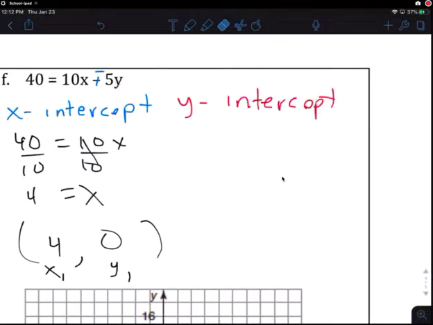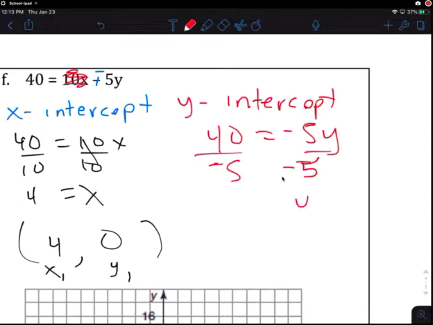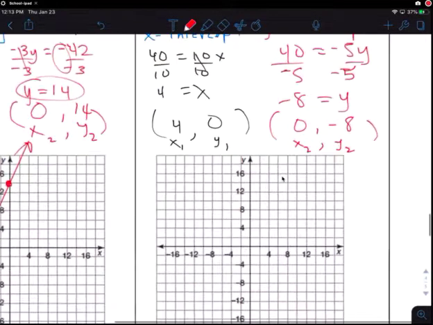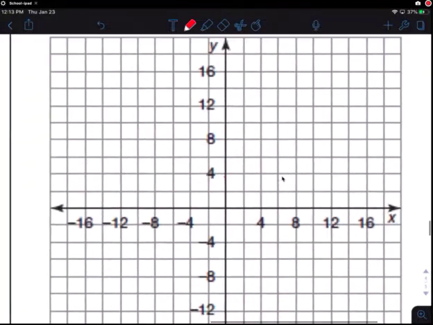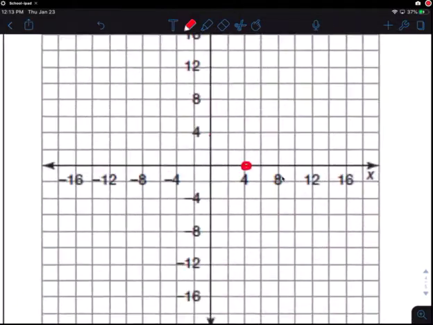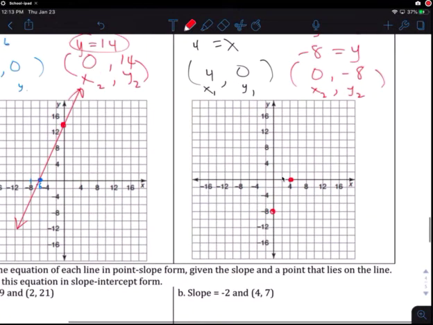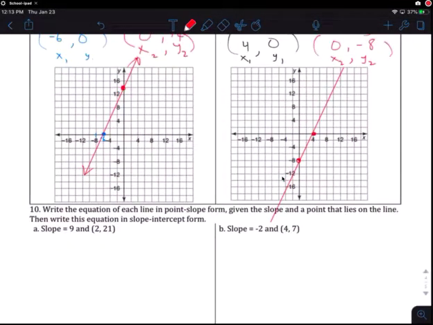Okay, that means the x doesn't exist. You get negative 5y equals 40, or 40 equals negative 5y, means the same thing, okay? Divide by negative 5, y is negative 8. So your ordered pair is 0, negative 8, x sub 2, y sub 2. Okay, 4, 0 is here, and 0, negative 8 is here. Connect the two dots. There you go. Some classes we did this, in Clem's class we did not.